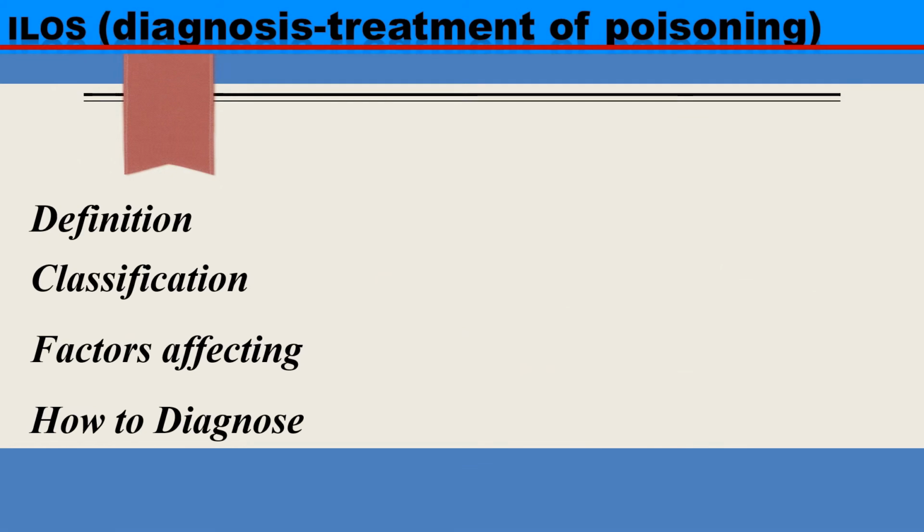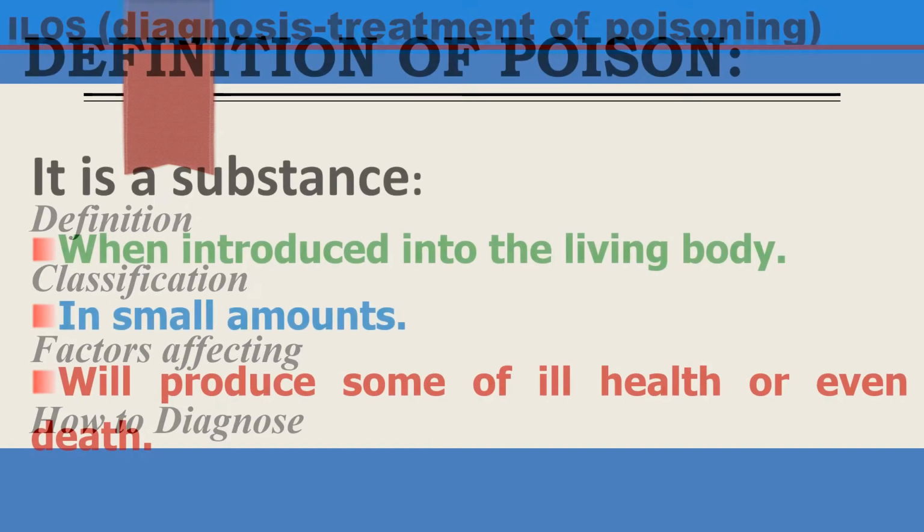Our ILOs during this lecture are to know the definition of poison, how to classify poison, the factors affecting severity of poison, and how to reach a diagnosis of toxic patients.